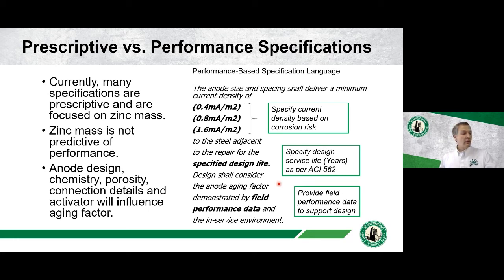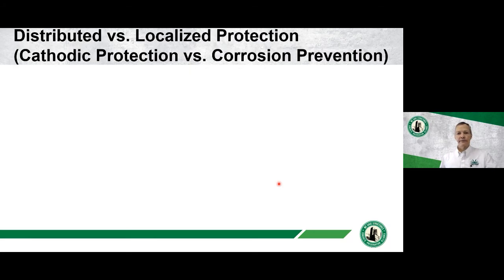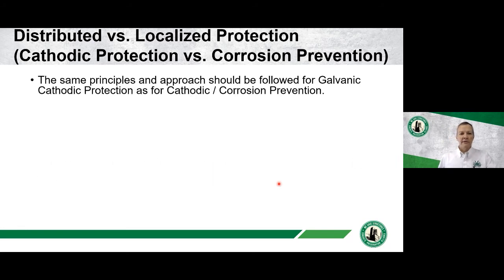So I do think that we will move more towards performance-based specifications as we go forward. We have talked mostly about localized protection. I showed you a couple of pictures early on. I want to come back and just talk a little bit about distributed corrosion protection at the end.